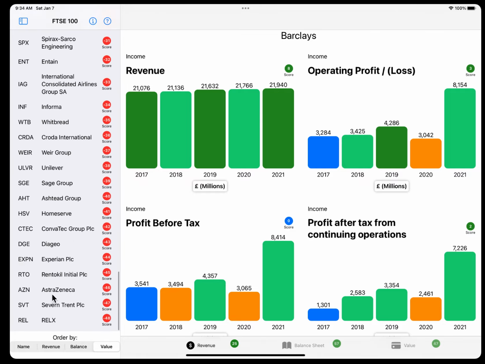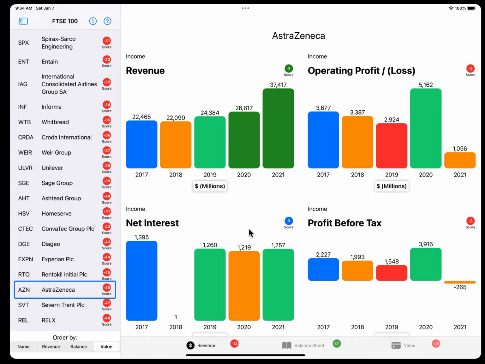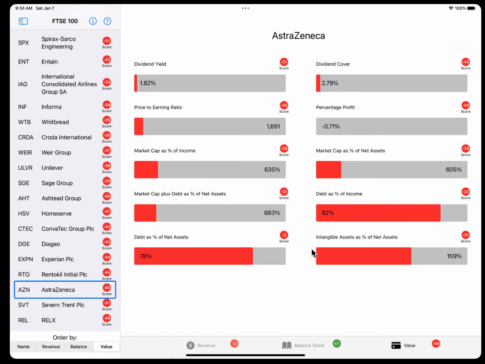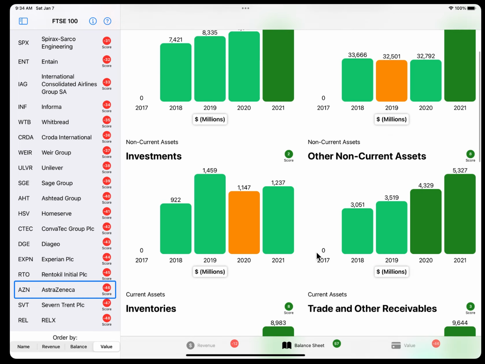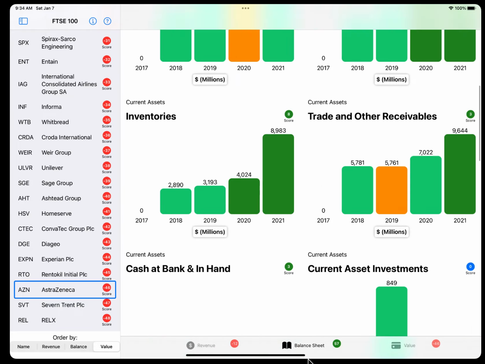If we look at something that isn't so good, let's take AstraZeneca. AstraZeneca are an interesting company because it's a bit of a growthy company. I think that's fair to say. Pharmaceuticals, very popular stock, but because it's a popular stock, obviously the value suffers. And as you can see, there's just lots of red there on the value. But on the balance sheet, very strong, good balance sheet, very strong balance sheet.